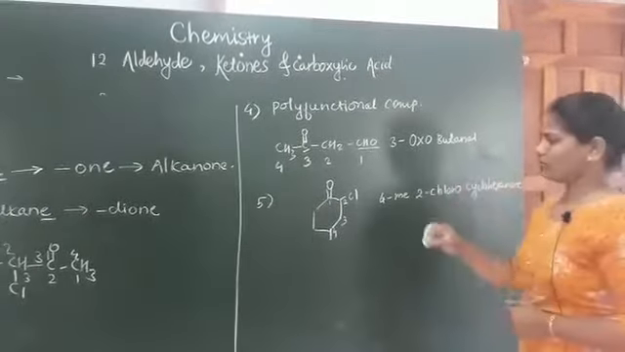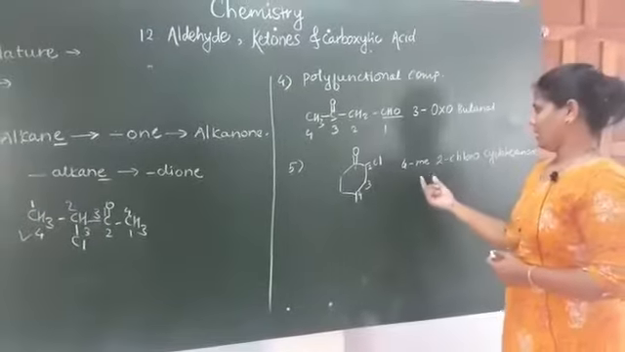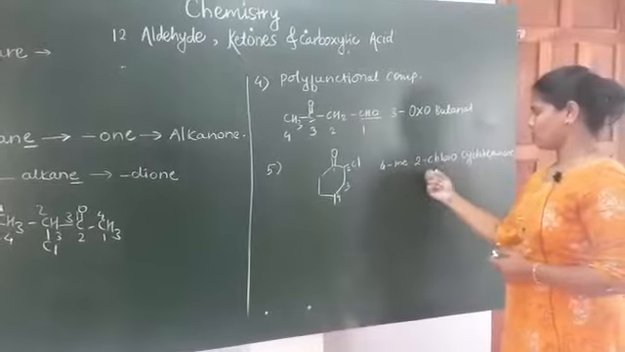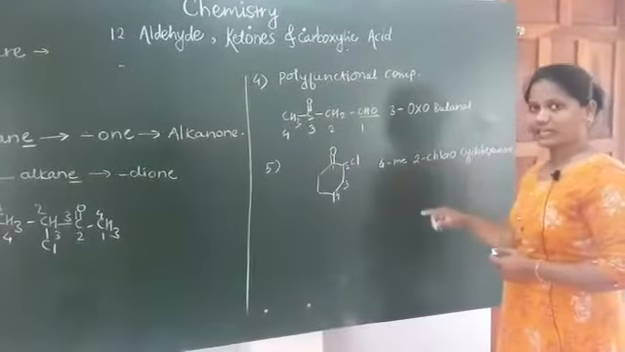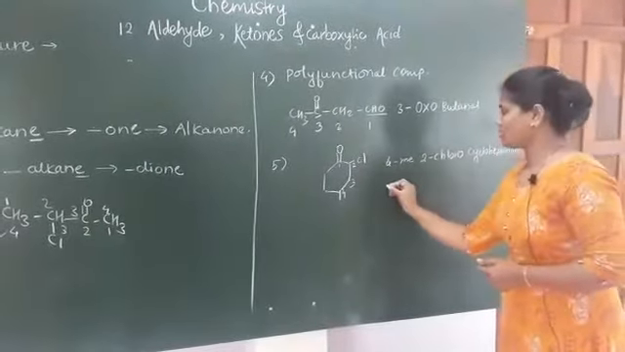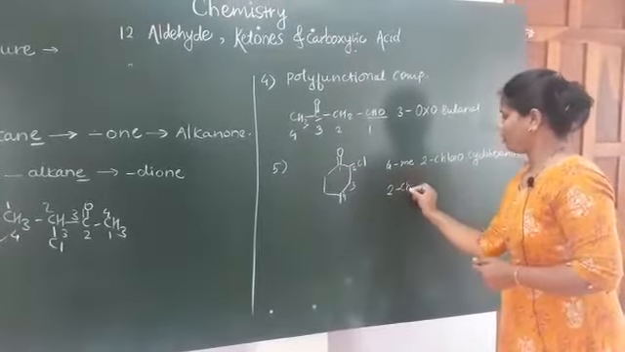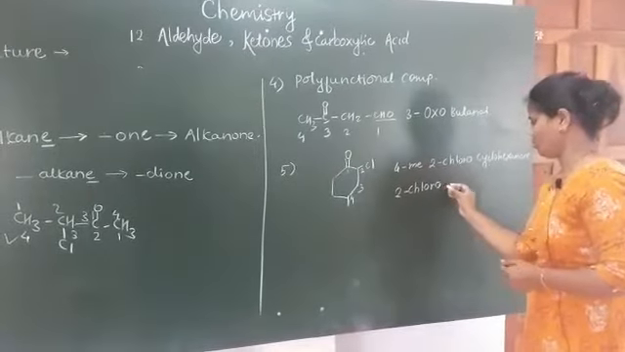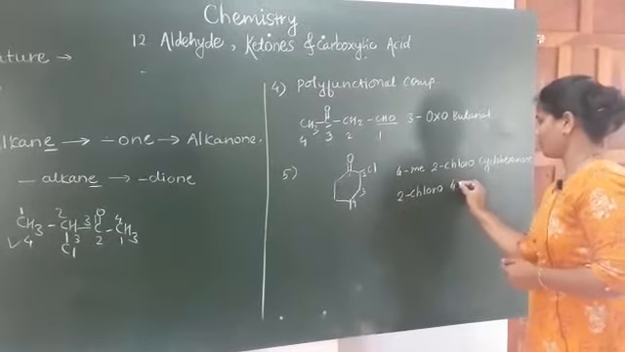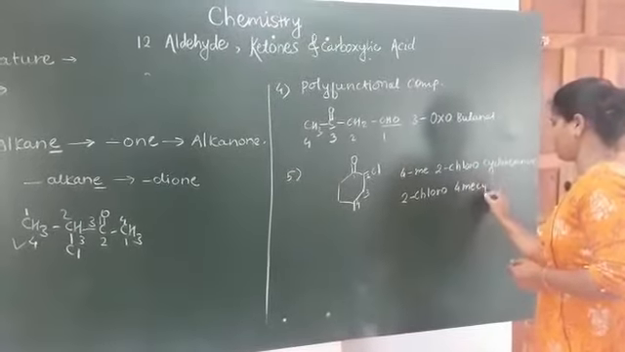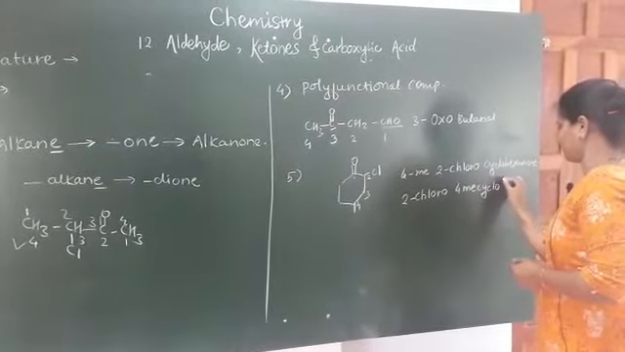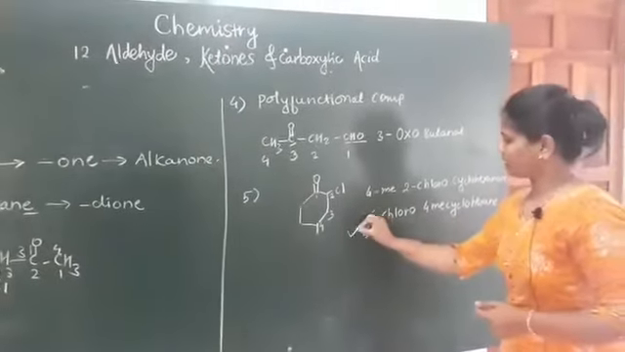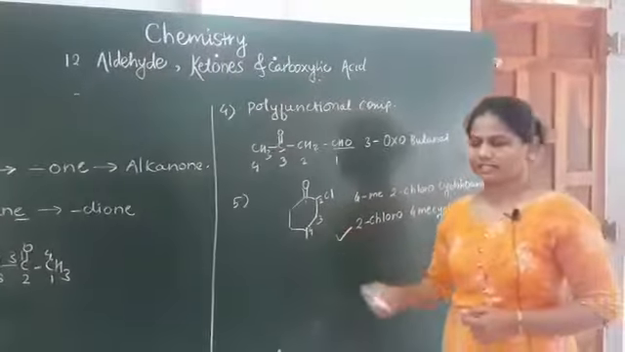Now in this rule we will see one more sub rule: 4-methyl 3-chlorocyclohexanone, sorry, 4-methyl 2-chlorocyclohexanone. It is not a correct name. Why? Because we have to write the substituents always in alphabetical order. So C comes first, so the name is 2-chloro 4-methyl cyclohexanone. This is the correct IUPAC name of this example.